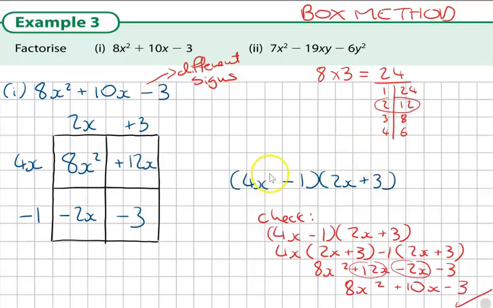So for this reason, I would prefer the arrow method because I would have got the 4x and the 2x straight away and I wouldn't have had to redo anything.